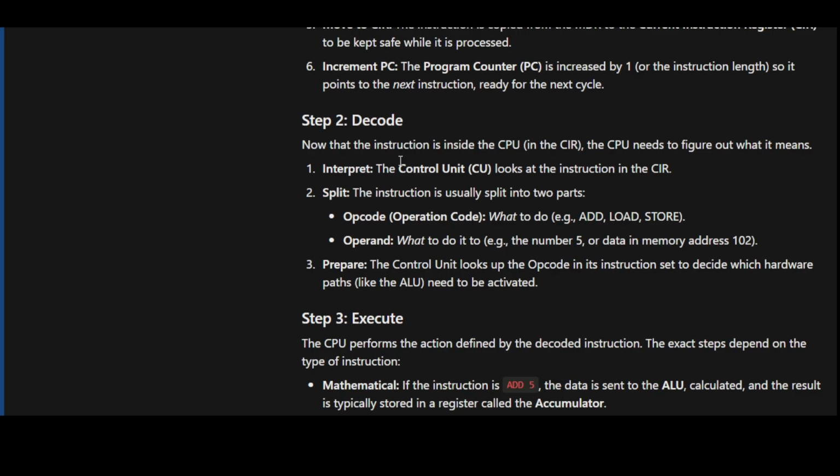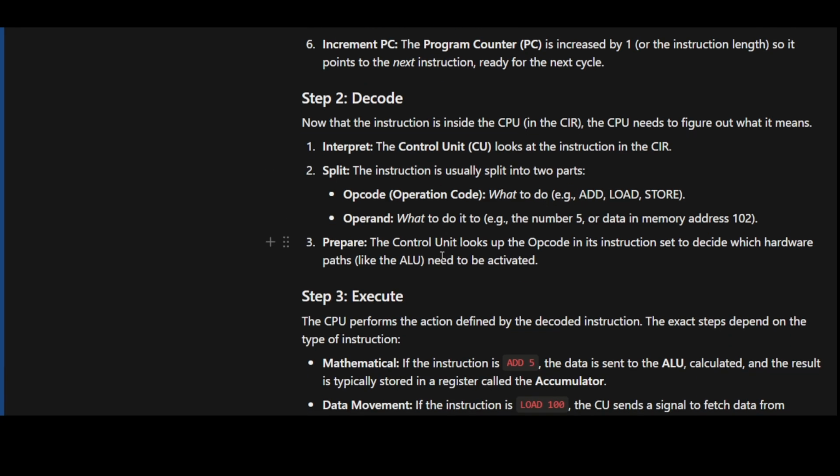So the next step is decode. In decode, the control unit looks at the instruction in the IR. So now that the PC helped the control unit and the control unit kept the current instruction in the IR, in this decode step the control unit first looks at the instruction in the IR, and then this instruction is split into two parts: the opcode and the operand.